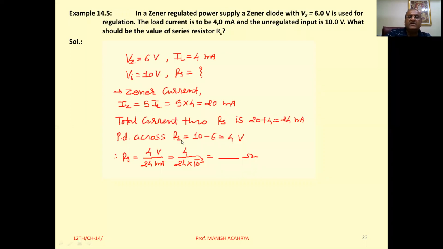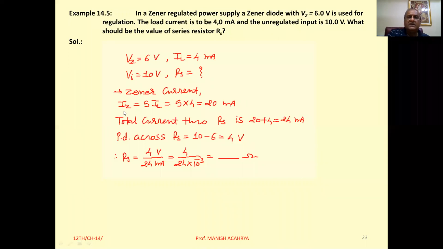Now potential difference across Rs. So total input is 10 volt. Across Zener you are getting 6 volt. So 10 minus 6, that much voltage will be across the series resistance. Now Rs is V by I. Across the series resistance you are getting 4 volt, and it is divided by 24 milliampere. So 4 upon 24 into 10 raised to minus 3, and you will get the answer. Clear to all of you?